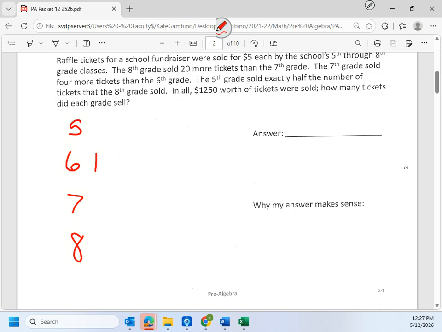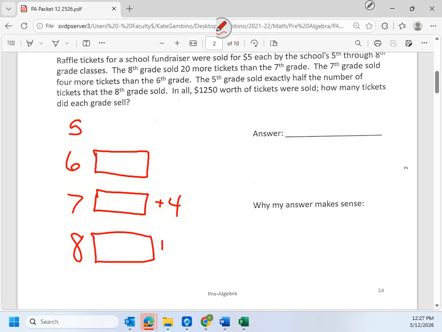So if we have 6th grade sold this much, they were the only one that just sold, not comparing to anyone else. 6th grade sold that much. 7th grade sold that same amount plus 4. 8th grade sold the same amount as the 7th grade plus 20 more. So they sold 24 tickets more.